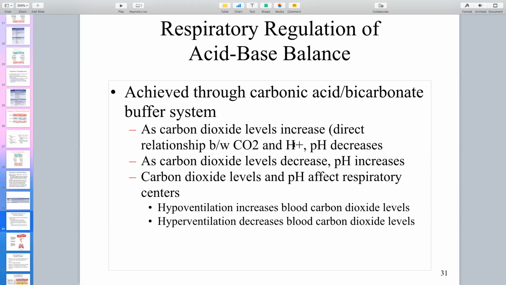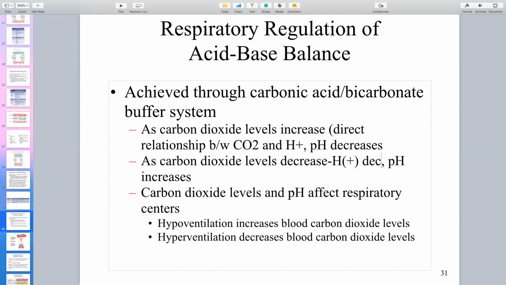When we have high levels of hydrogen, our pH decreases. Remember, hydrogen and pH are inversely related, right? As carbon dioxide levels decrease, pH increases, because as carbon dioxide decreases, hydrogen concentration decreases as well.